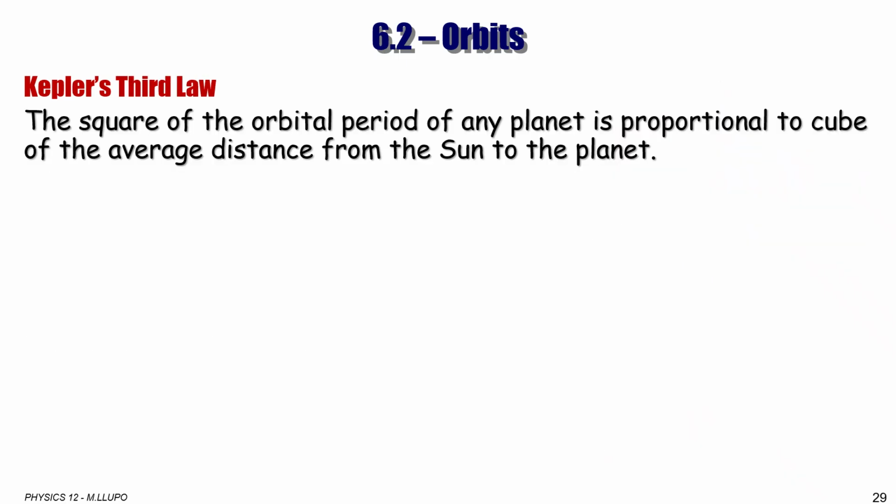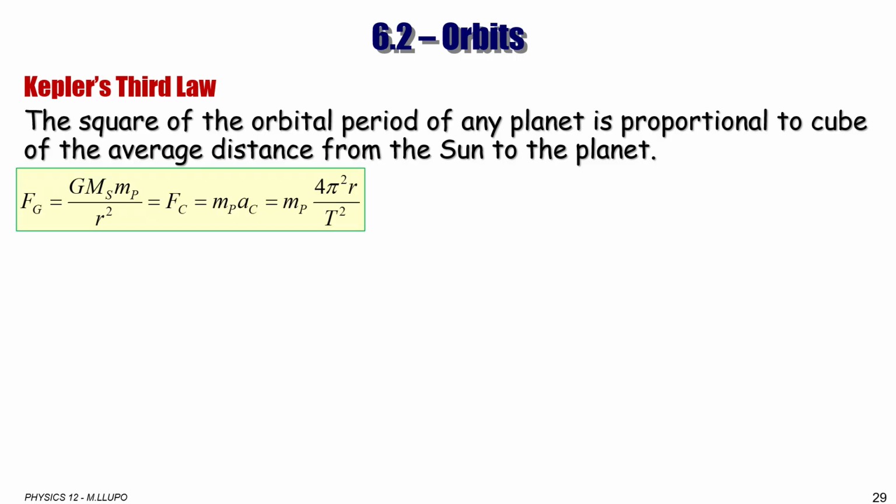As you might have noticed already, the first and second Kepler's laws are descriptive, while the third one is mathematical. The square of the orbital period of any planet is proportional to the cube of the average distance from the Sun to the planet. Now, universal gravitational force, as you know, is a centripetal force that keeps the planets in orbit.